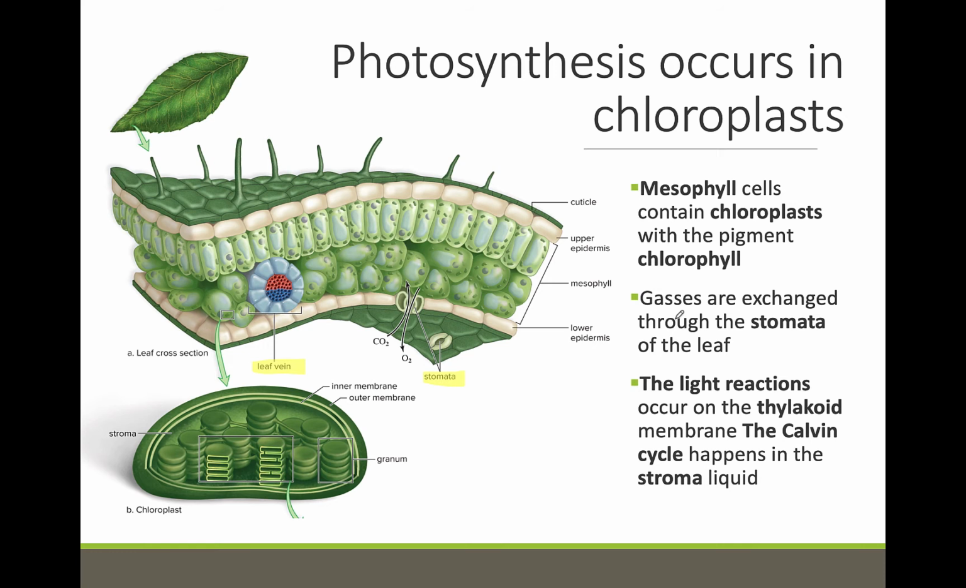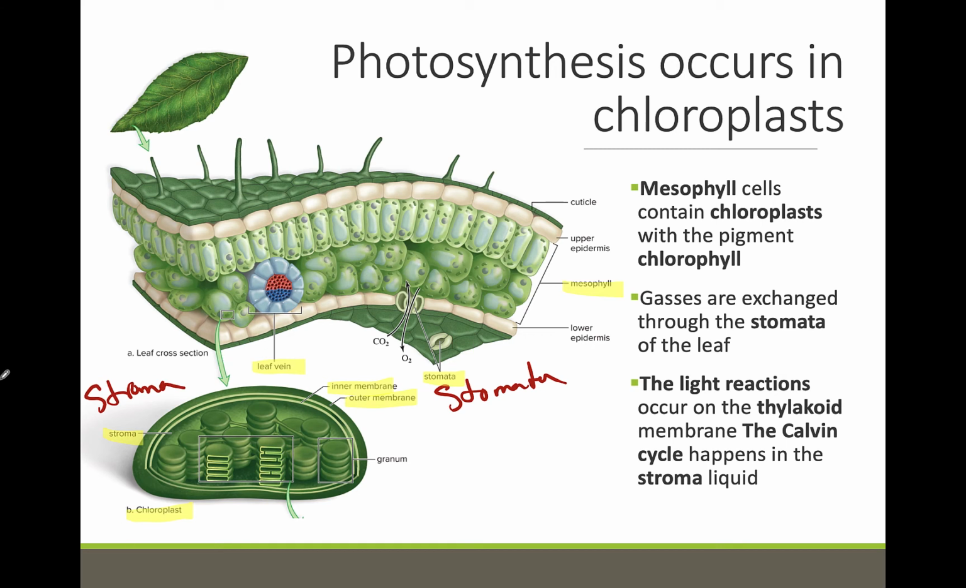Once in the leaf, the water and the carbon dioxide diffuse into the chloroplast, located in the mesophyll cells. The chloroplast is surrounded by a double membrane. Inside of the double membrane is filled with a fluid called stroma. Don't confuse stomata and stroma. Remember, stomata are the opening under the leaf, while the stroma is the liquid inside the chloroplast.